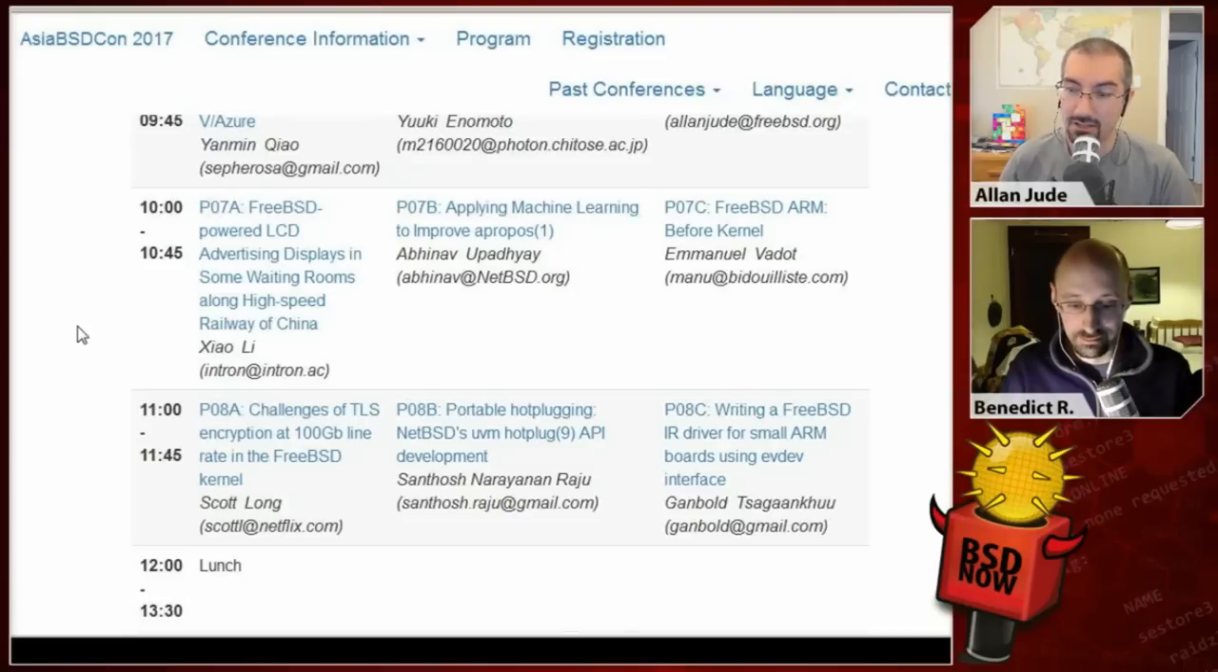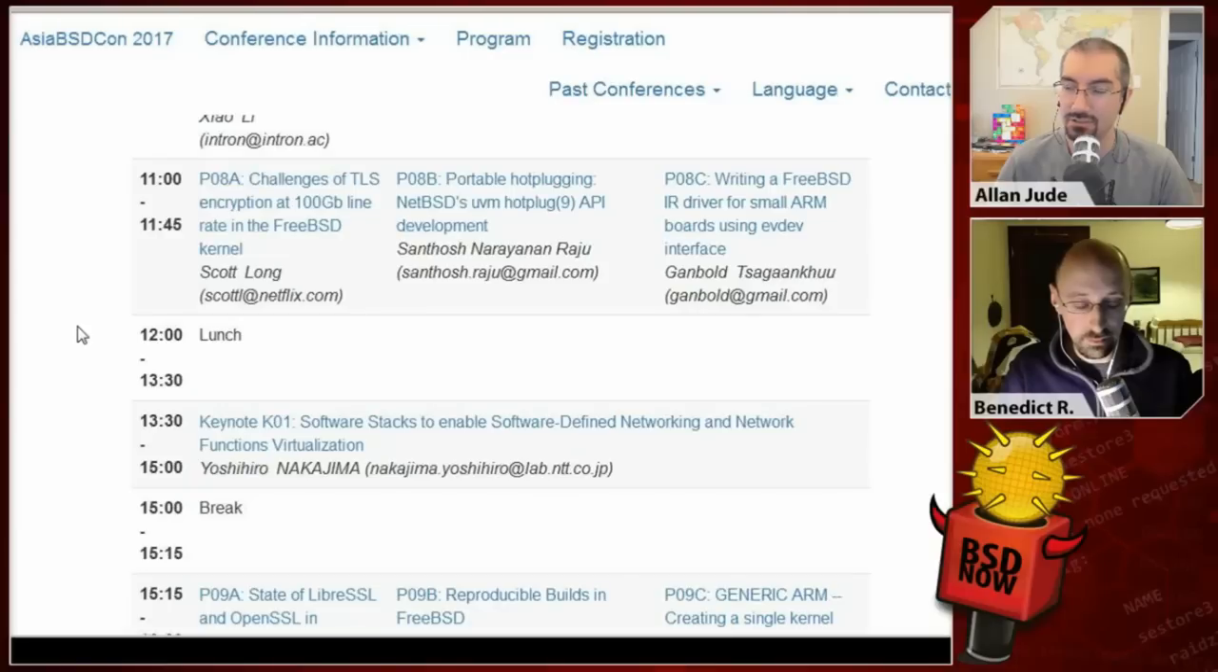And then Emmanuel Vadot gave his talk about FreeBSD ARM before the kernel and how that actually works, embedded stuff, which is quite interesting. Then the next talk I saw was challenges of doing 100 gigabits per second of TLS encrypted traffic on a FreeBSD kernel. So this was by Scott Long from Netflix. Yeah. So this is talking about how Netflix manages to saturate a 100 gigabit line coming out of a FreeBSD machine with TLS encrypted traffic while still having some idle CPU left. And that's with a single socket. So they have one CPU, not two.